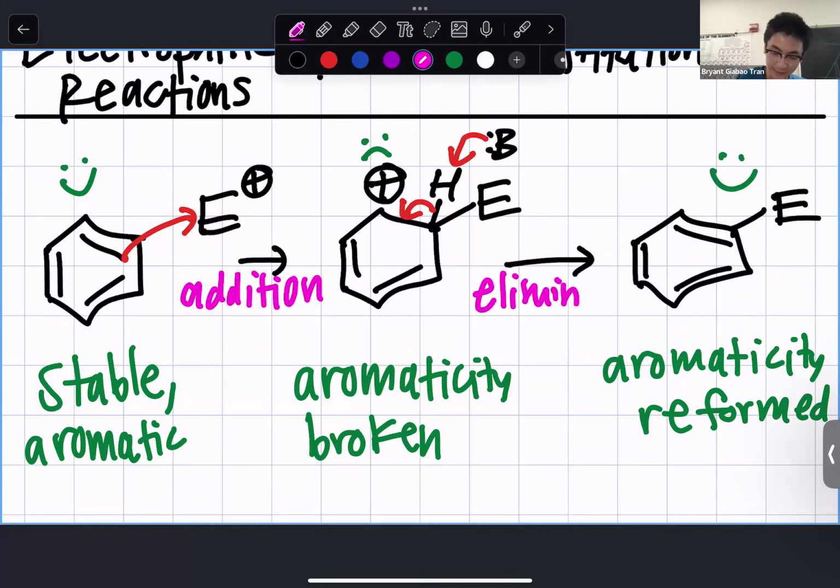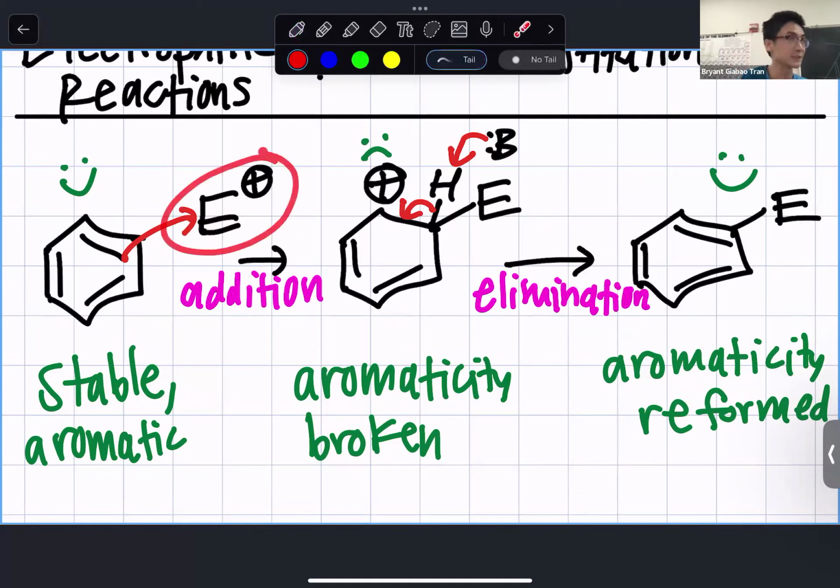Where the first step added the electrophile, and your electrophile differs depending on what reaction we want to do. There's bromination, chlorination, sulfonation, nitration, all those reactions. Those mechanisms follow the same step here, addition, elimination. Right. Where once we did the addition, this happy benzene ring becomes an unhappy, unstable benzene ring, where the last step reforms that happy, stable benzene ring.